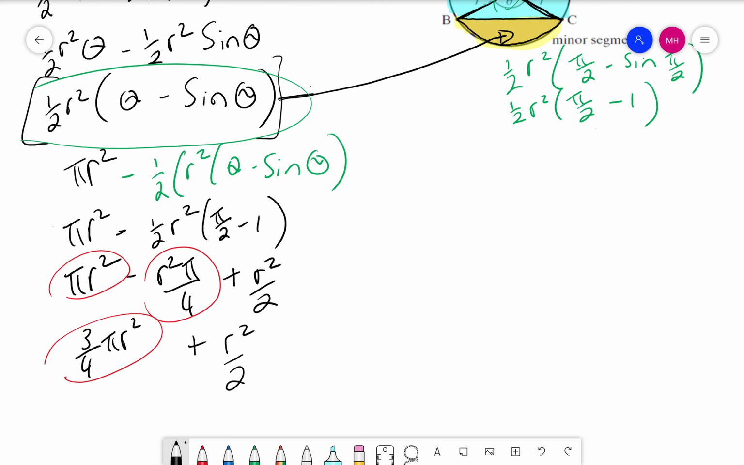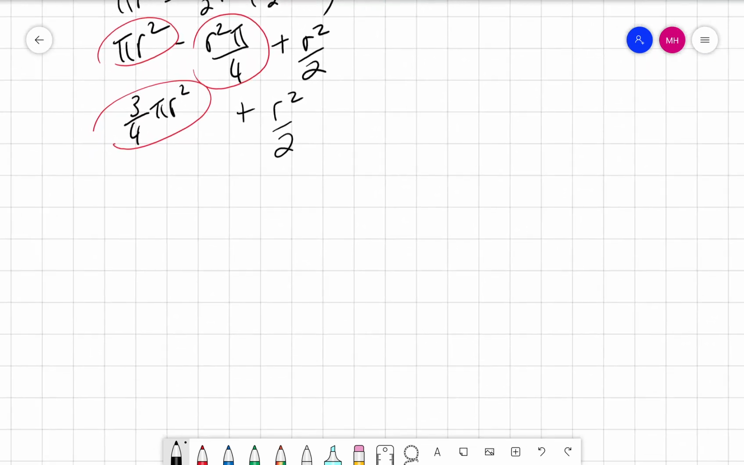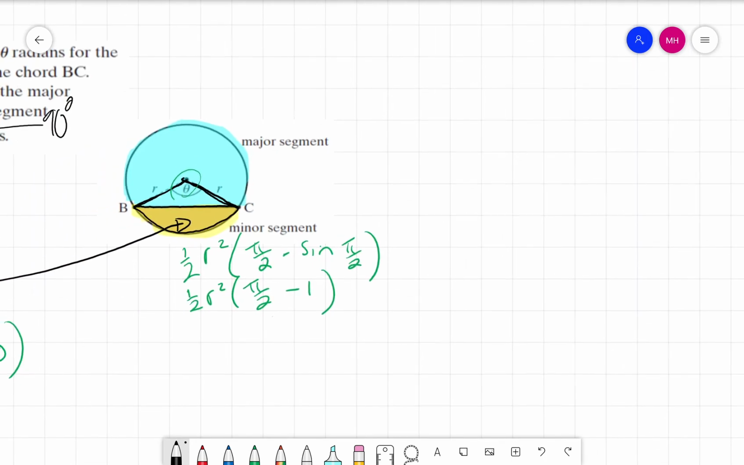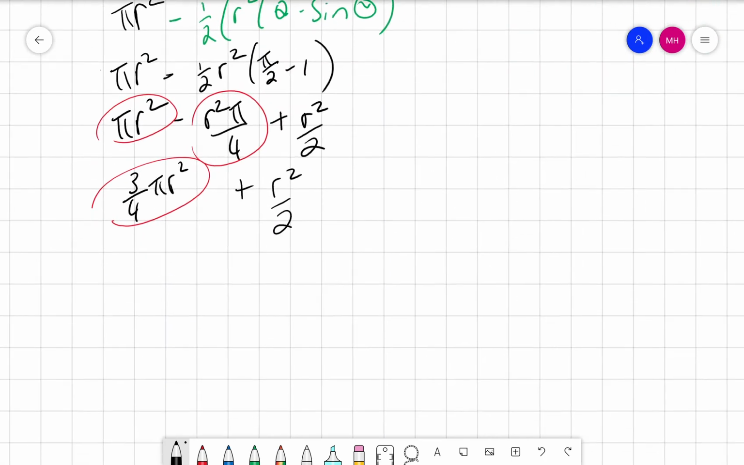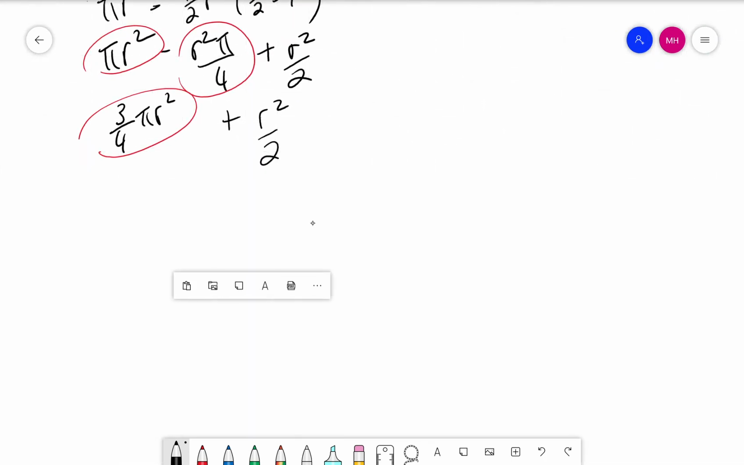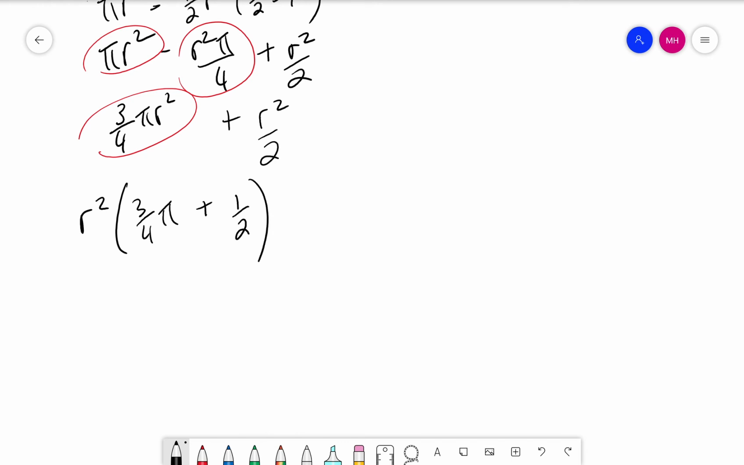We can factor out our r squared. We can factor out r squared over 2 actually. Oops. So we factor out r squared over 2. Well, we'll just factor out the r squared. We're left with 3/4 pi plus a half. So that there is the area of the major segment.